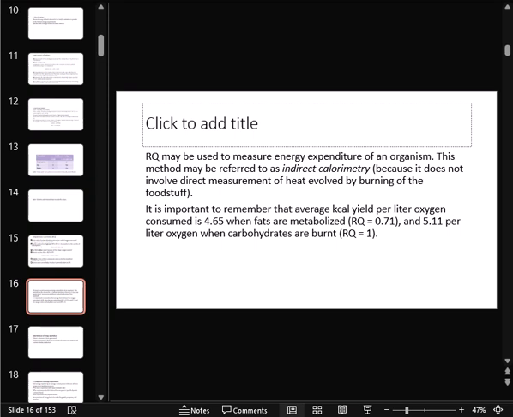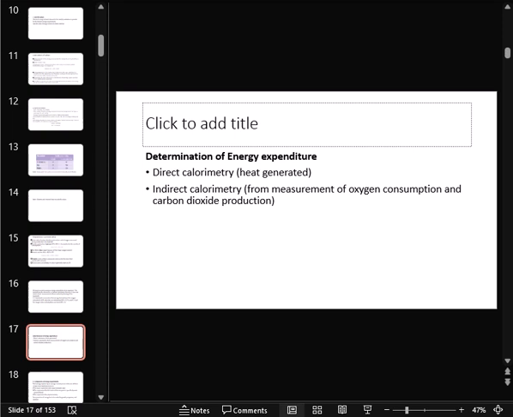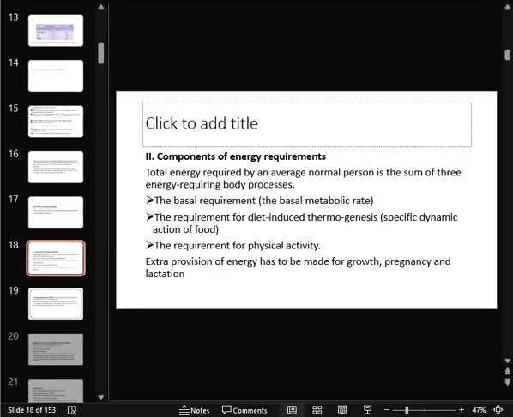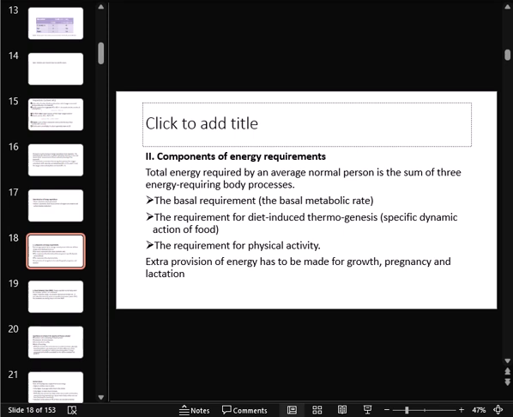So yeah, that's that. Looking at the energy expenditure, we said we have the indirect method that measures the oxygen consumed and the carbon dioxide produced, but we also have a direct method which directly measures the heat generated by the reaction.